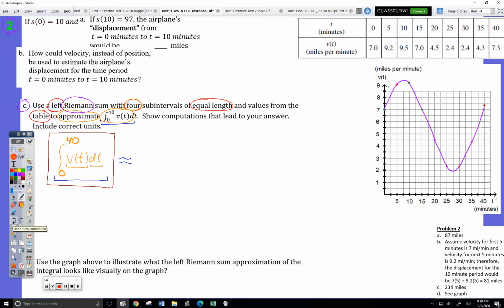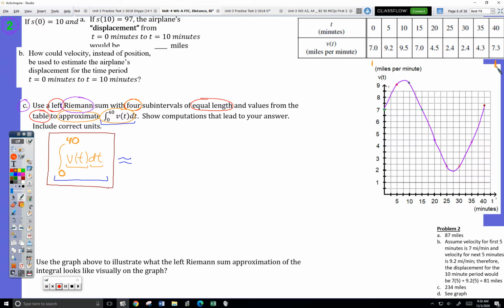Start at 0. End at 40. Be very precise. We are starting precisely at 0. We are ending precisely at 40. Now it's easy to break up the time into 4 equal subintervals.